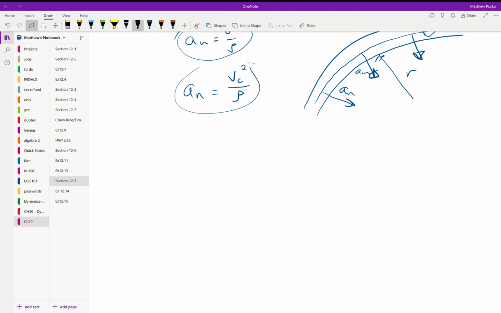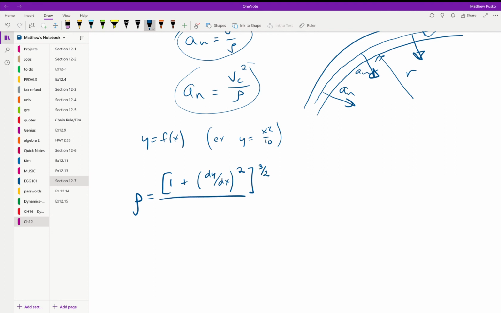Okay, now the last thing I want to show you is how do we calculate rho if we have a path function. And we do that with this formula. If we have y as a function of x, so we've seen the balloon had, I think, x squared over 10 as our path. Then we had an elliptical path. Well, we can take the derivatives of those and find the radius of curvature. So the formula would be 1 plus the first derivative, dy dx squared, all raised to the 3/2 power, divided by the second derivative. I'll do an example next.